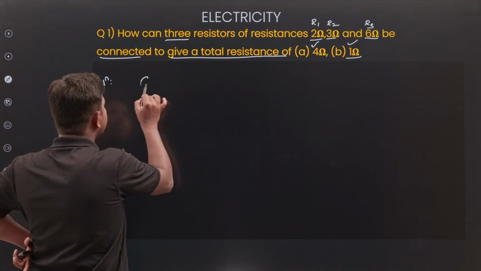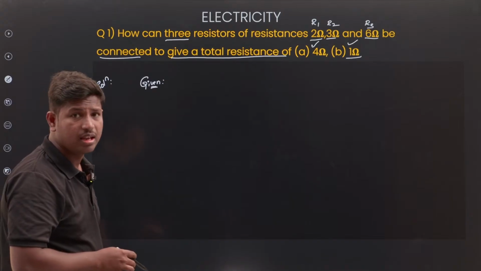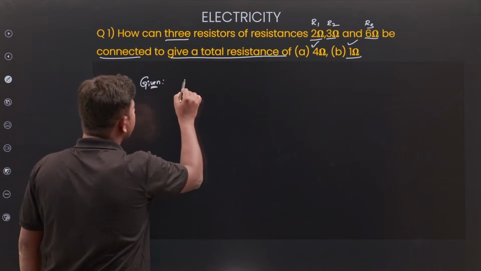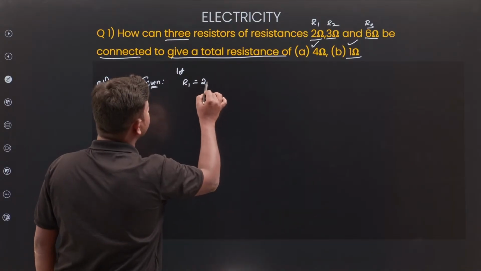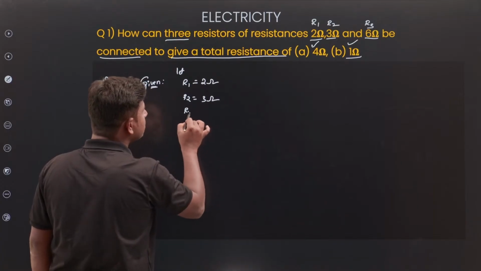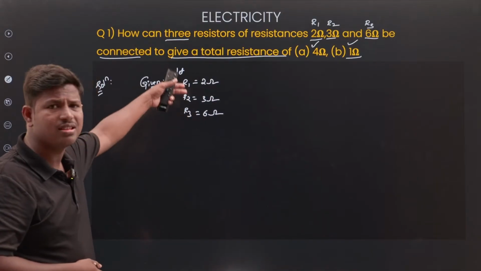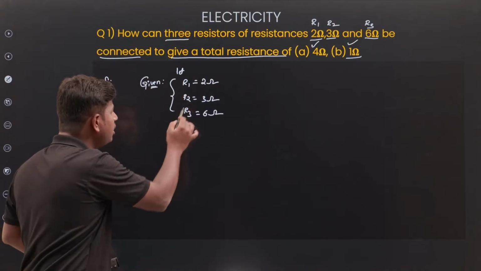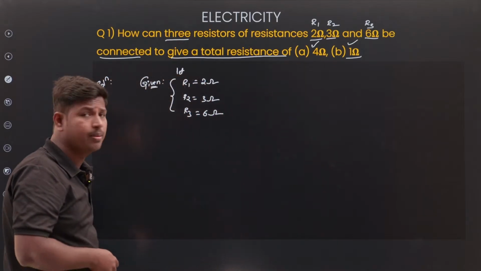See, for every numerical, the important thing is the given information. For the given information also, marks will be there. So what is given? Let us consider R1 is equal to 2 ohms, R2 is equal to 3 ohms, R3 is equal to 6 ohms. So 3 resistors are given, considered as R1, R2, R3. Now, if you connect these 3 first, how much do you get? 4 ohms. How is it possible?